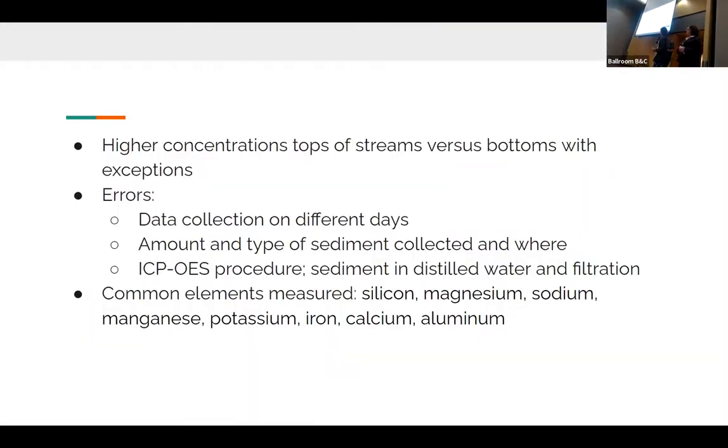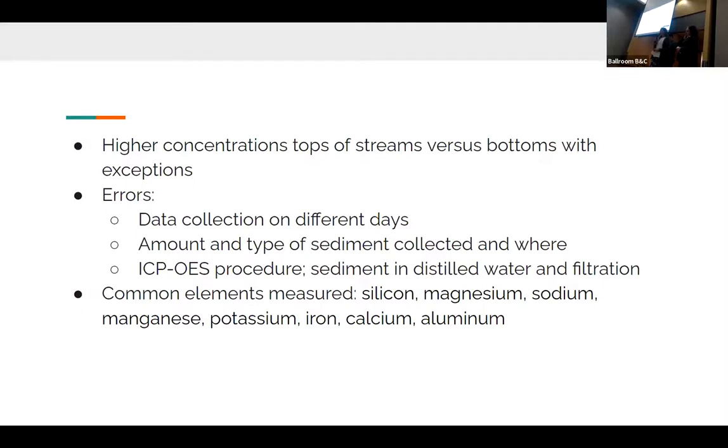So for our conclusion, we didn't find a significant amount of correlation in any of our data. However, we did find a common trend that elements were generally more highly concentrated in the tops of streams versus the bottoms, although there were multiple exceptions between the streams. There were many potential errors in our data collection.